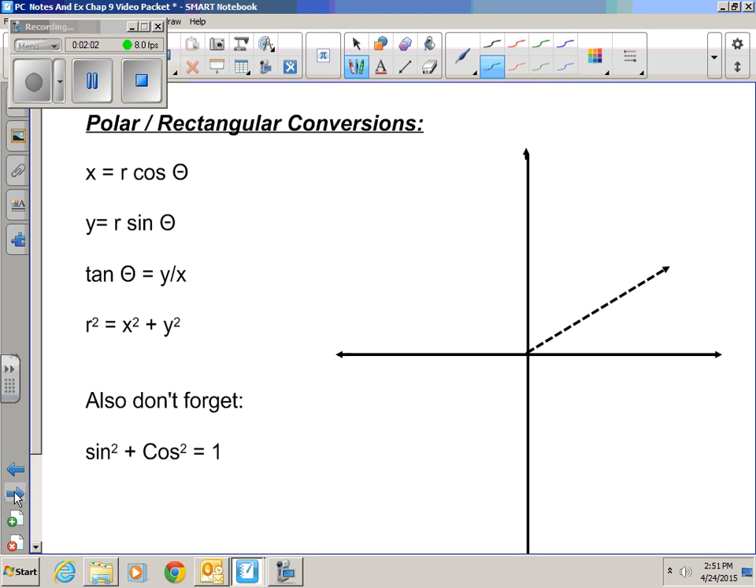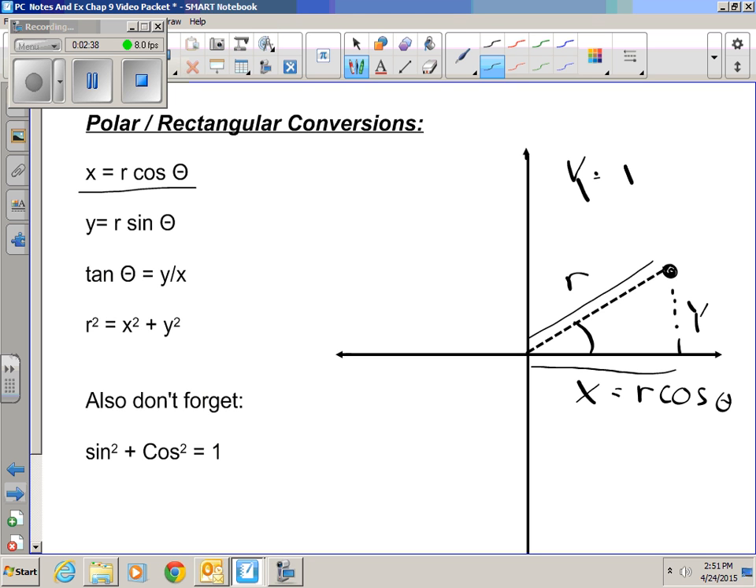Polar and rectangular conversions. X is always equal to r cosine theta, and that makes sense if you think about the x. If this is my ordered pair, this distance right here is always going to be x, which is equal to r cosine theta. And y, this distance right here, y is equal to r sine theta.